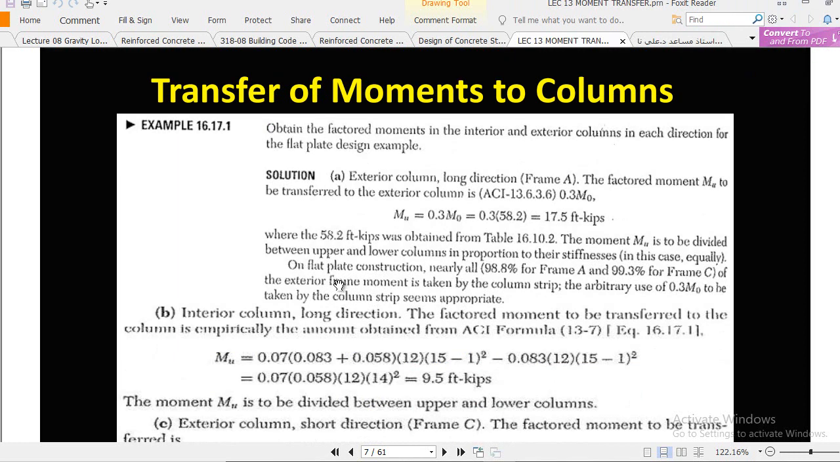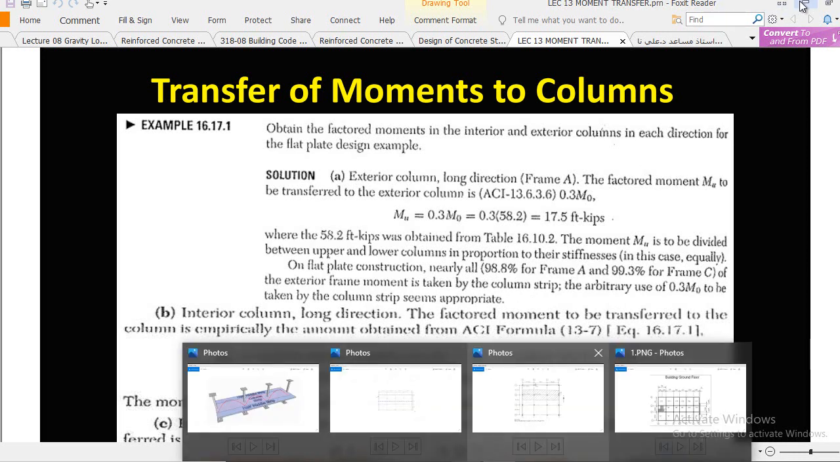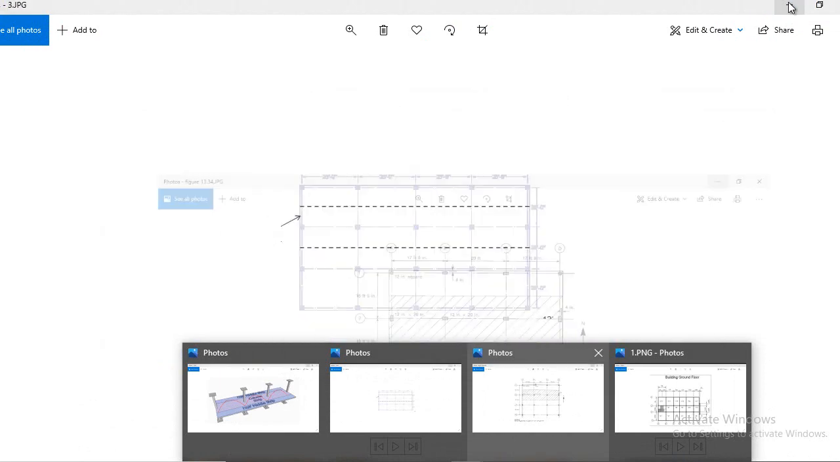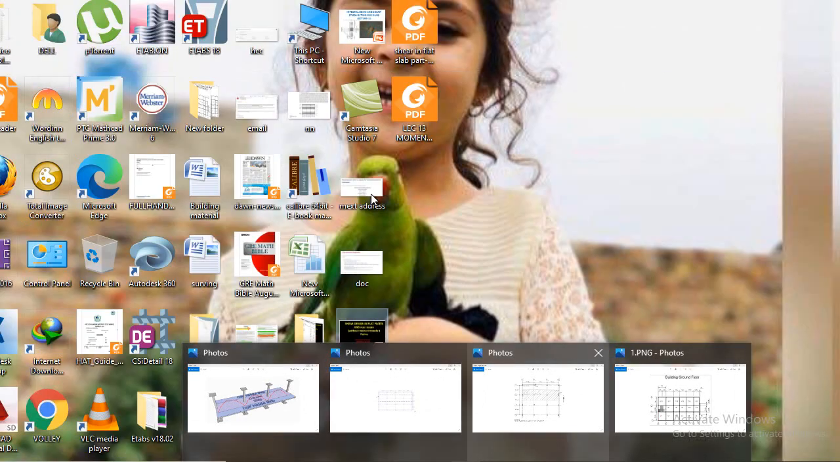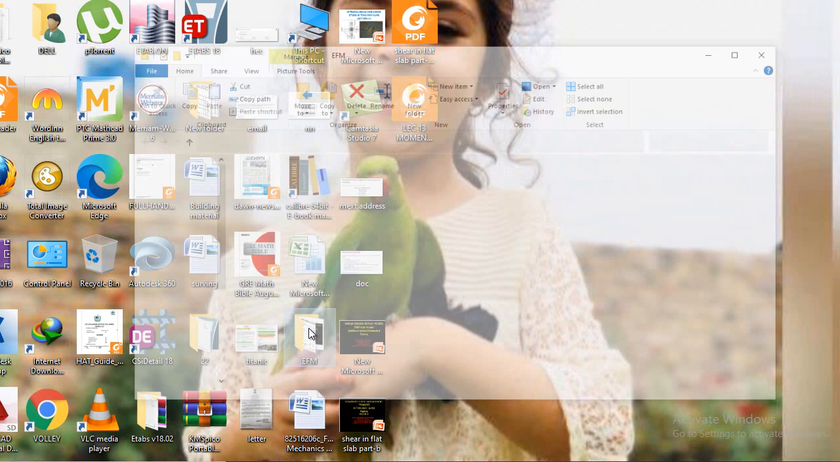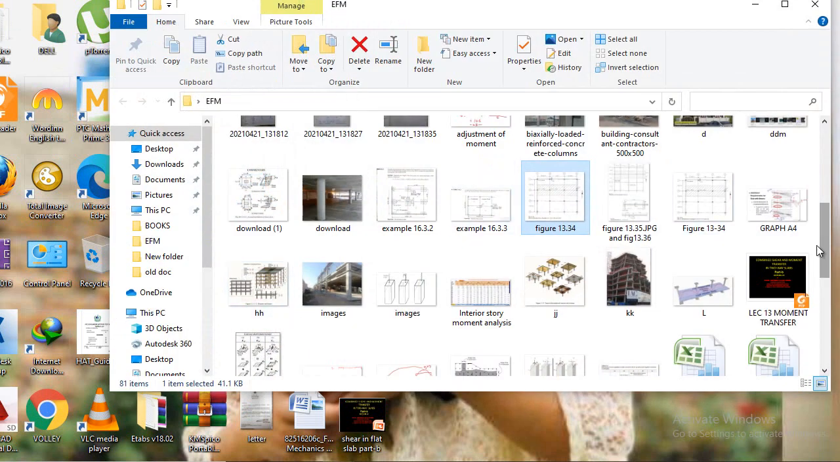It is discussed right here that on a flat construction, nearly all, 98.8% for frame A and 99.3% for frame C, of the exterior negative moment is taken by the column strip. Almost we consider this as 100% moment is taken by the column strip. I already have this table, showing from where these values are taken.